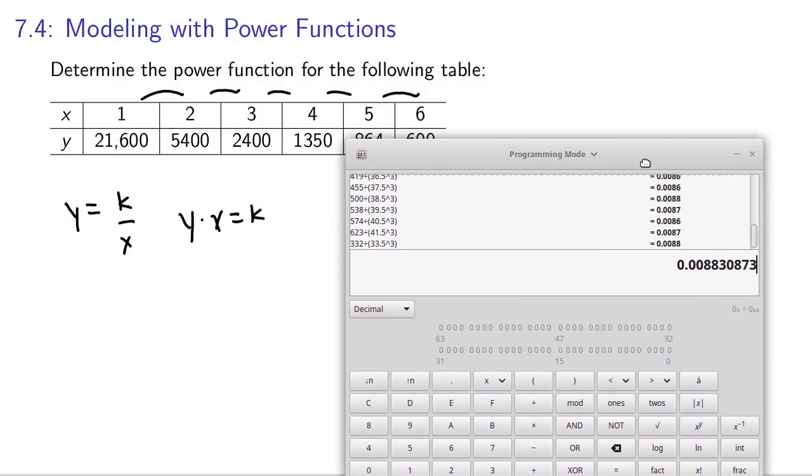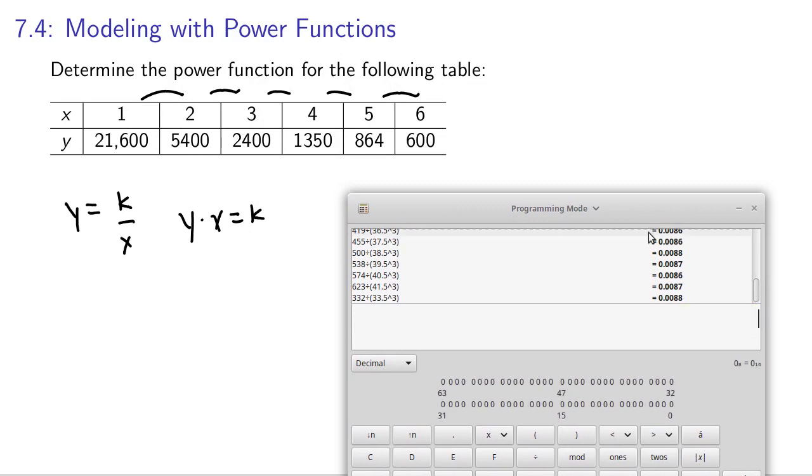Is it inversely proportional to x? So we have 1 times 21,600 is 21,600. 2 times 5,400 is 10,800. 3 times 2,400. So it's not inversely proportional to the first power.